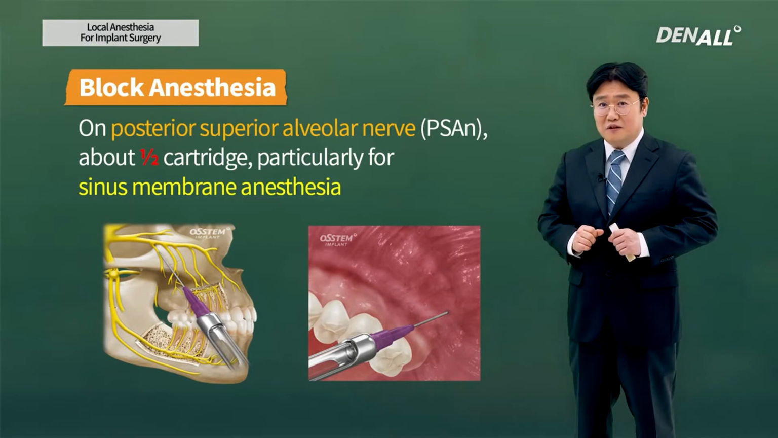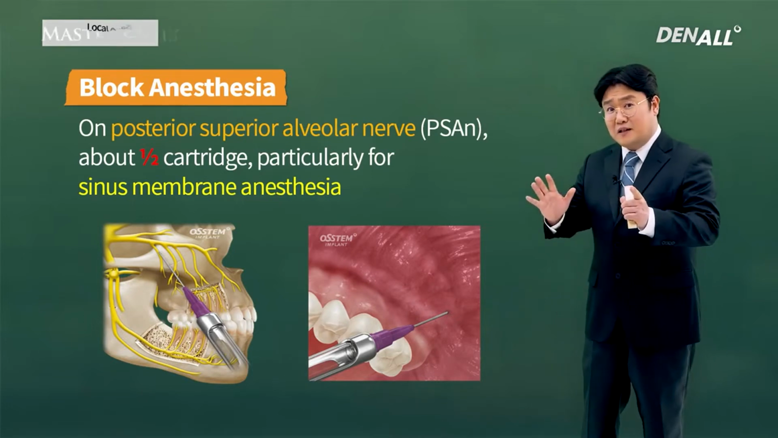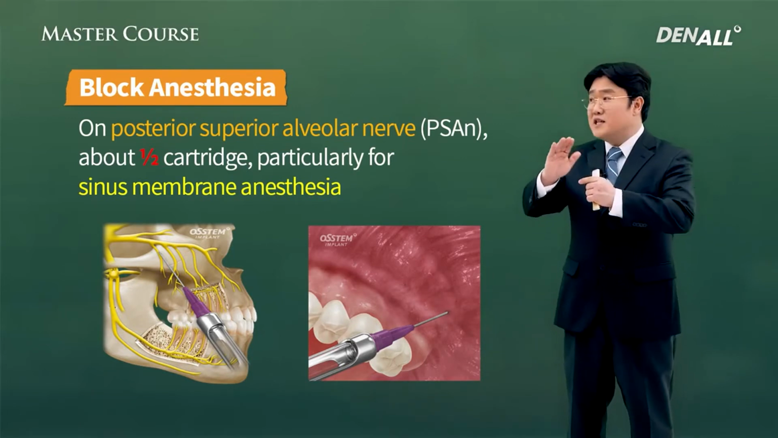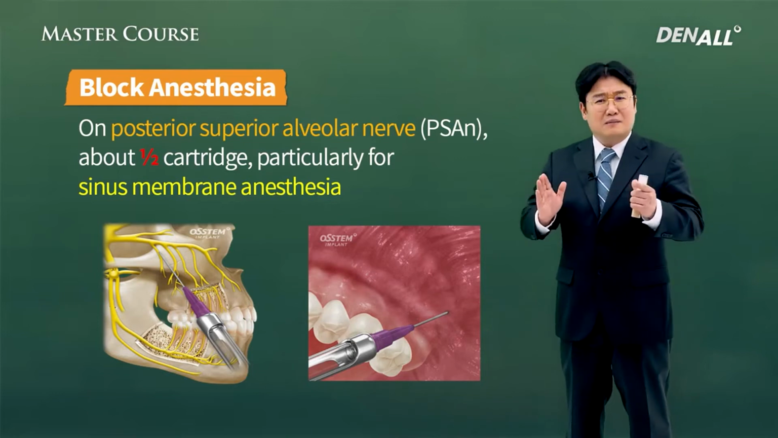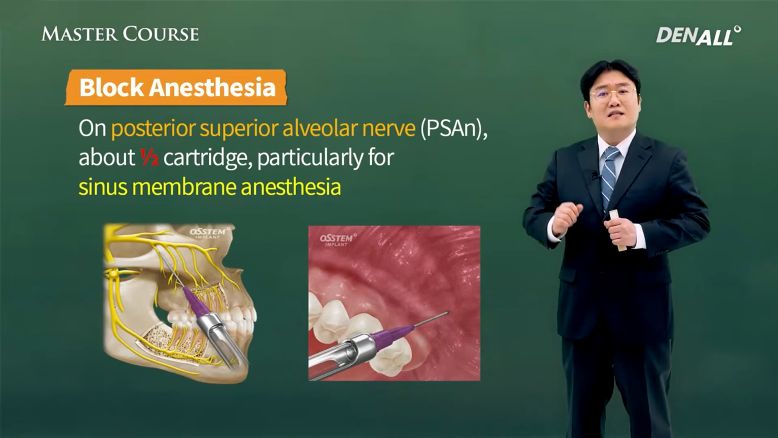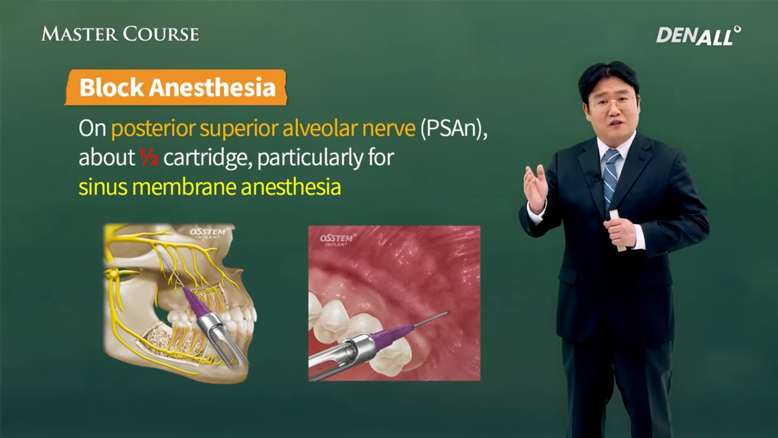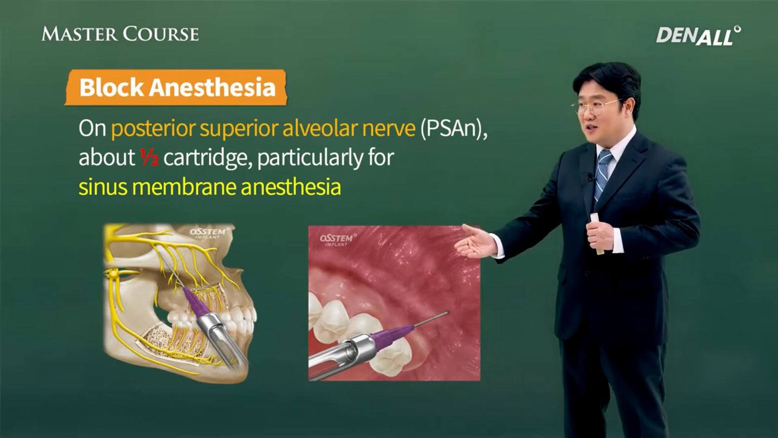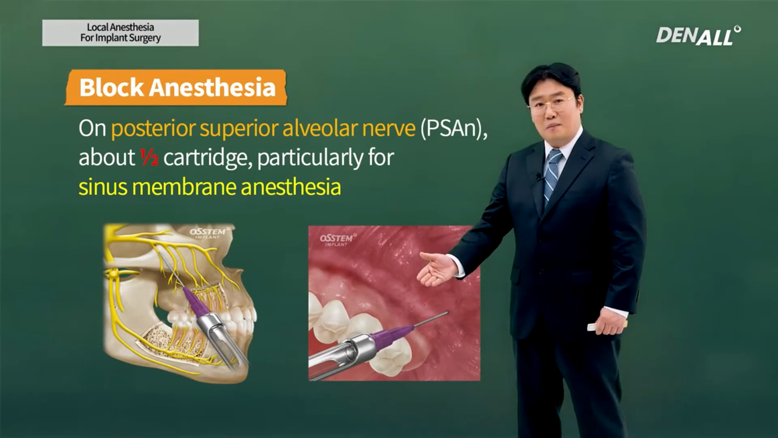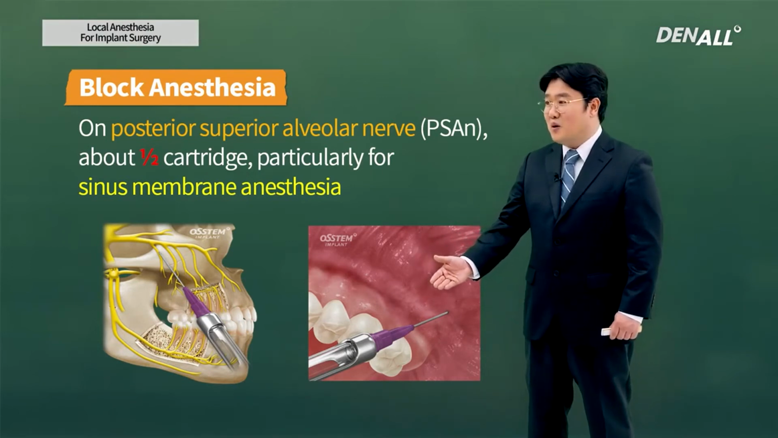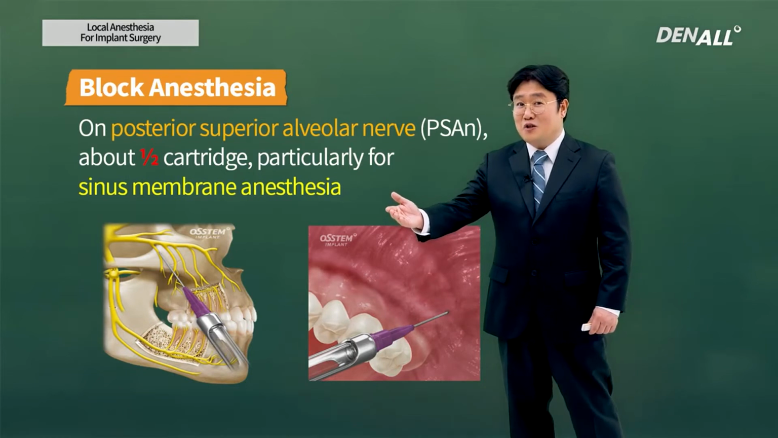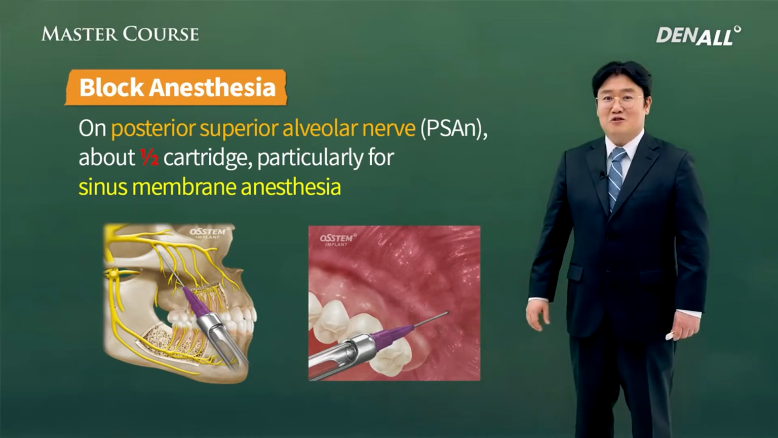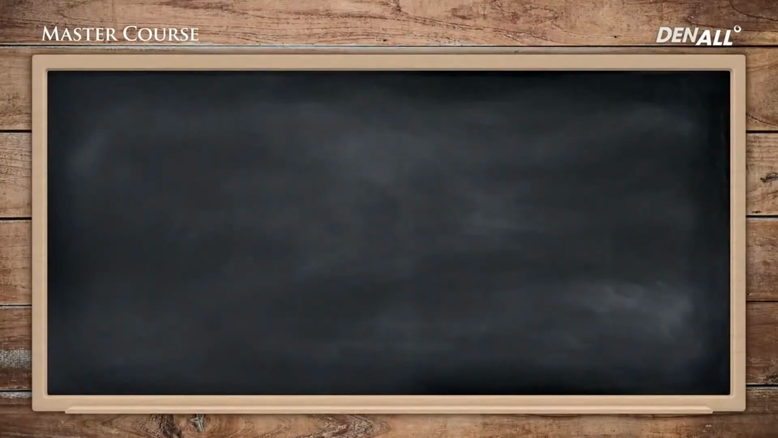If you don't understand it quite well, when you do sinus lifting, the sinus membrane is bound to be touched. As you separate the membrane to put in the bone graft material, in the process, many patients complain of extreme pain. Therefore, the sinus membrane should be blocked. So the block anesthesia, as you can see, is injected on the mucobuccal fold over the second or the third molar. Posterior superior alveolar nerve block can work for the membrane as well. Please keep that in mind.